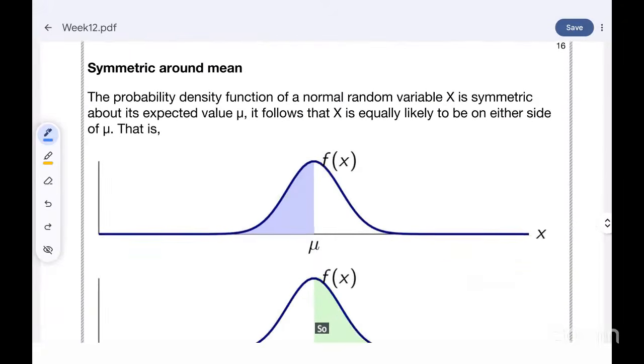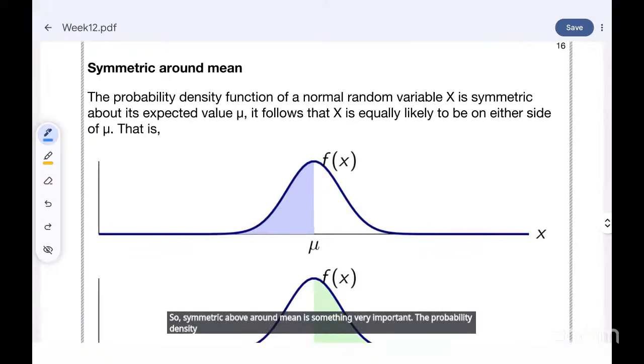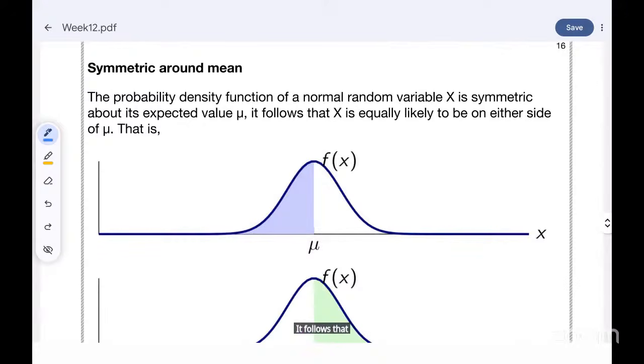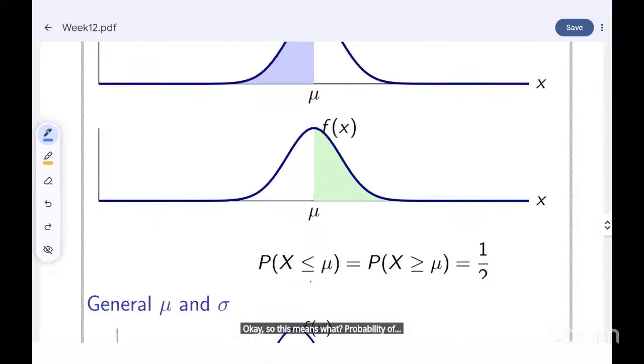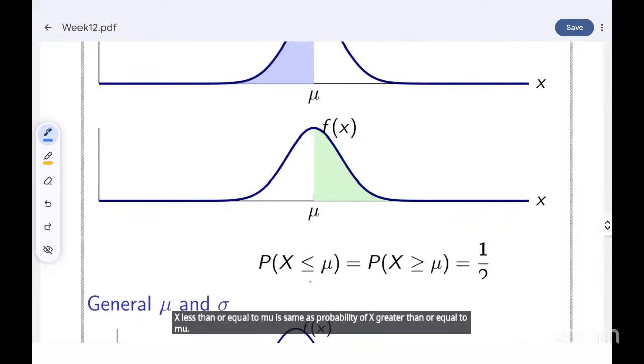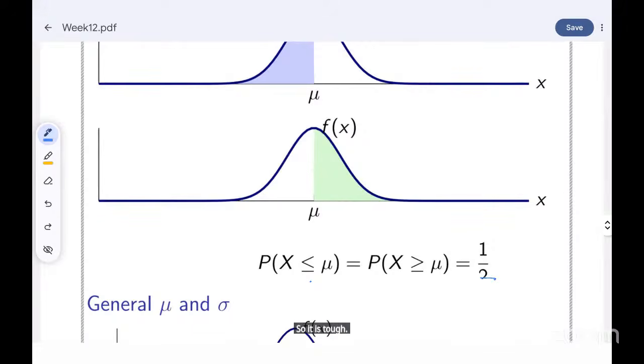Symmetry around the mean is something very important. The probability density function of a normal random variable x is symmetric about its expected value mu. It follows that x is equally likely to be on either side of mu. So this means the probability of x less than or equal to mu is the same as the probability of x greater than or equal to mu. So it is exactly half.